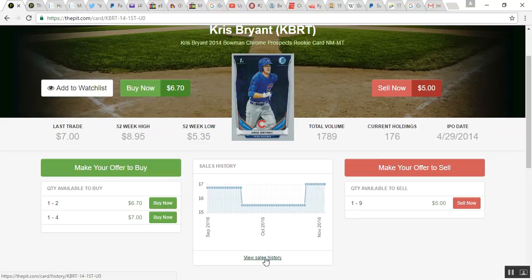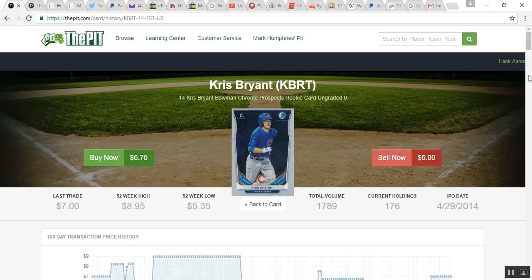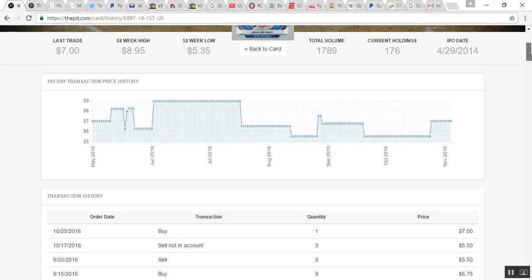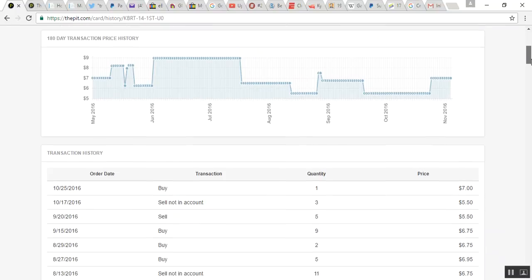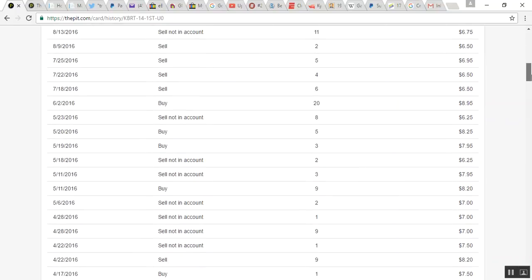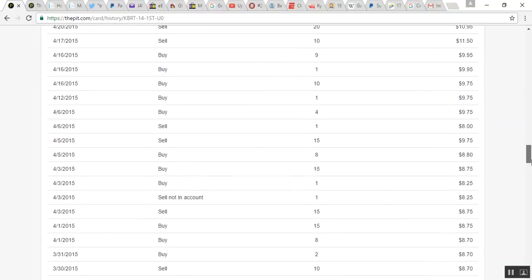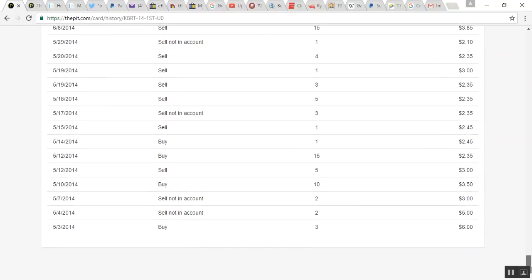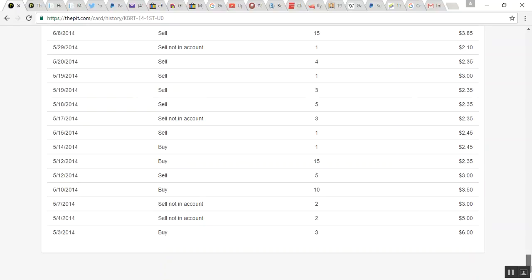If you want to get more detail on the sales history, you click this link down here. And in a minute, we should see some more detail on all the prices that were realized. Here we are. 180-day transaction price history is available here, going back to May. And the dates and quantities of all the transactions that have occurred in this card going way back to the beginning. So you can see all 1,600 plus trades in this card.